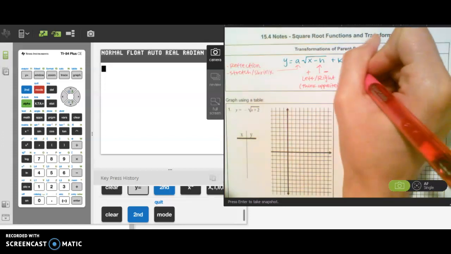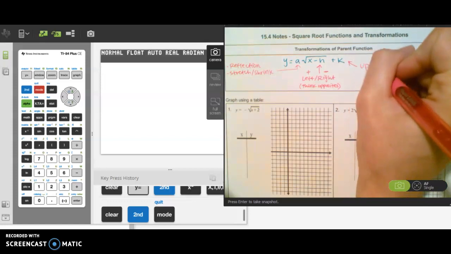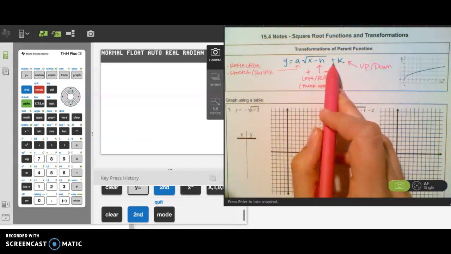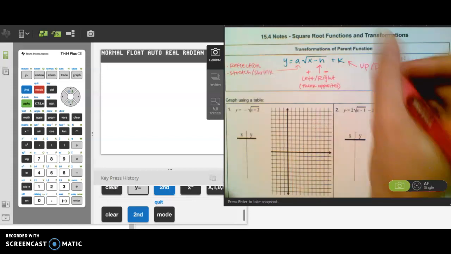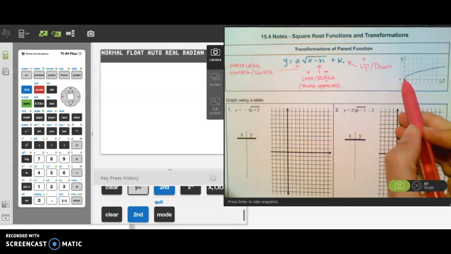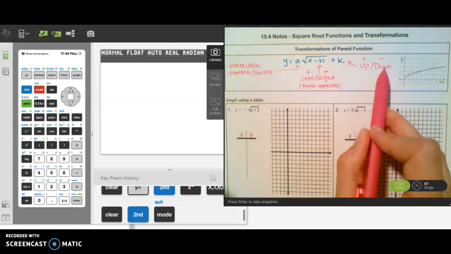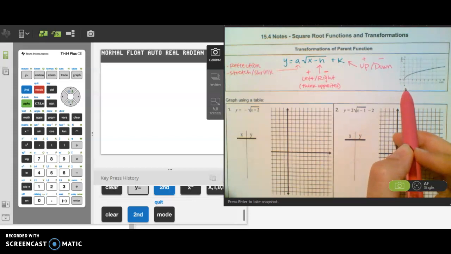And then for that k value, hopefully you know that that means it went up or down. And the k, it does exactly as we expect. If it's a positive k, then that means instead of starting at 0, 0, the function was moved somewhere up. And if it's a negative k or a minus k, then that means the function was moved down.